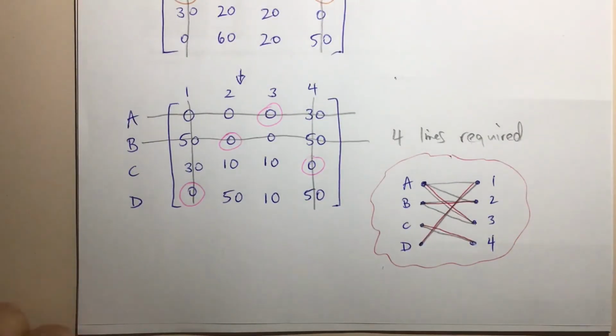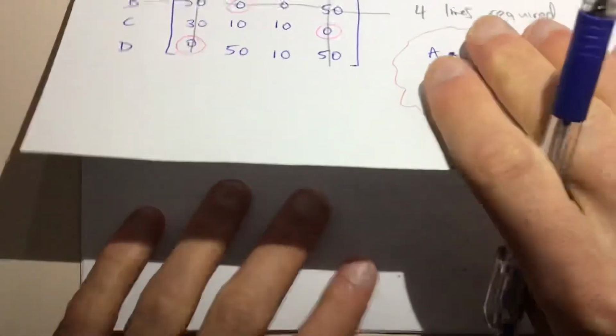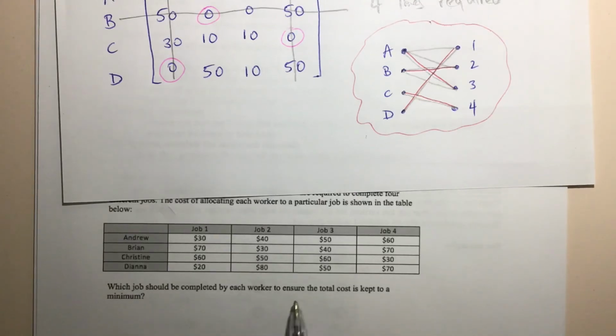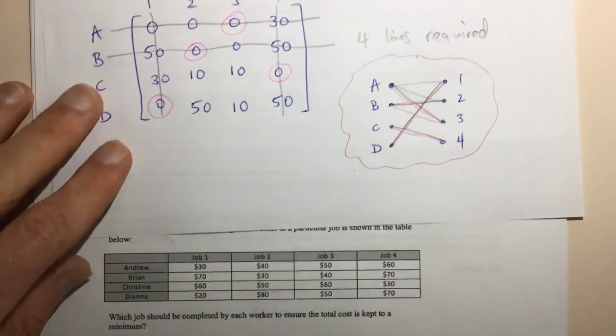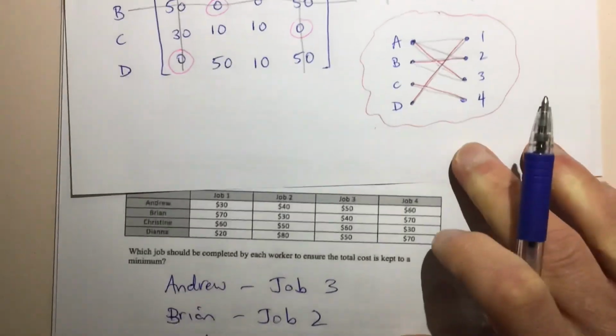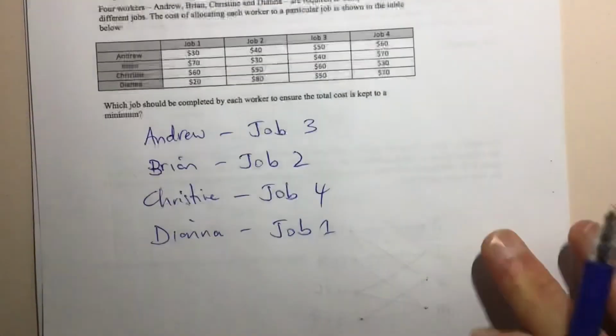Then it's important to answer the question. Let's go back to the actual question to check what we're asked to do. It said, which job should be completed by each worker to ensure the total cost is kept to a minimum? Using our answers, Andrew, job 3; Brian, job 2; Christine was job 4; and Diana was job 1. Isn't it wonderful that these people's names were A, B, C, and D just coincidentally? Oh, sorry, you couldn't see me writing that. All right, so we've answered the question.